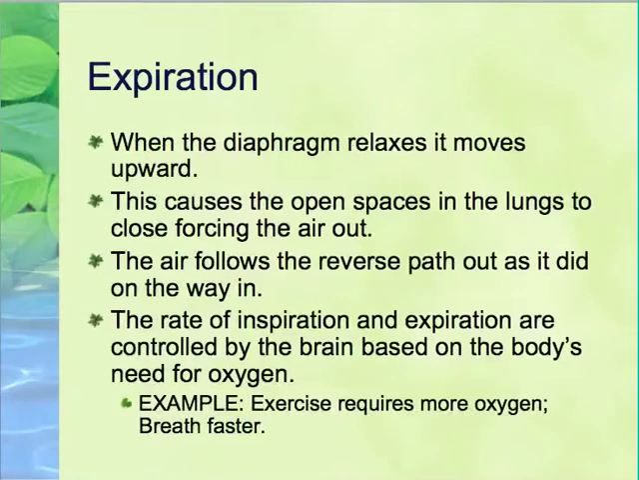Now, the rate of inspiration and expiration is controlled by your brain based on your body's need for oxygen, which explains why when we exercise and need more oxygen, we breathe faster. Our bodies sense that we're exercising, we're burning more calories, we're burning more sugars. So to do that, if you've studied cellular respiration, if you haven't, I suggest watching a podcast on cellular respiration that I have. You know that the body's going to need that oxygen. The brain senses that and says, okay, lungs, we need more oxygen. So your breathing rate starts to increase, and you try to get more air.